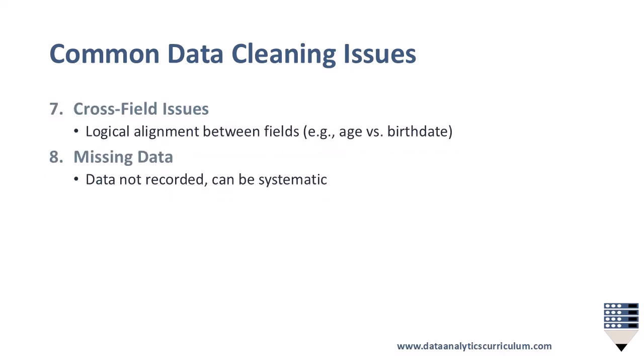Cross-field issues happen when values in related fields don't make sense together, like someone listed as age 5 but with a birth year of 1980. It's a sign that at least one of those values is wrong. Then we have missing data. This is when information simply wasn't recorded, maybe a survey question left blank or a sensor that failed to capture a reading. Missing data can be random or systematic, and both require careful handling before analysis.